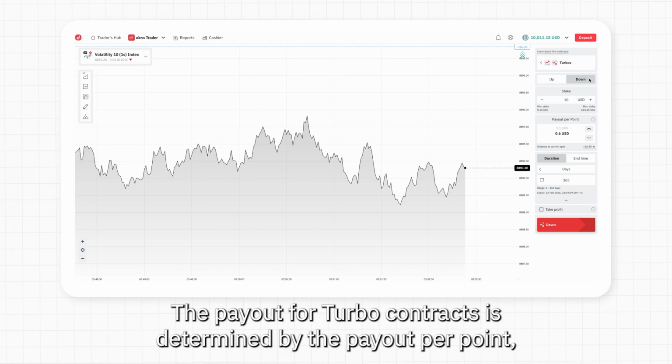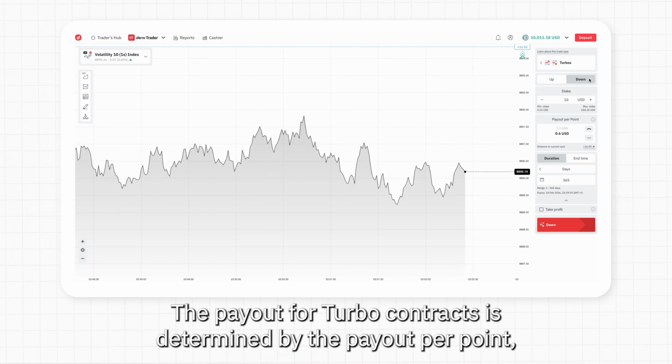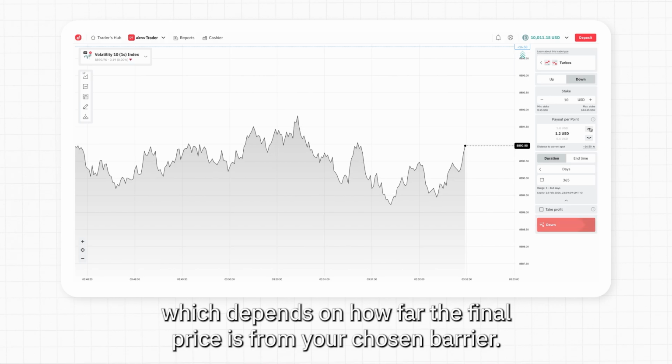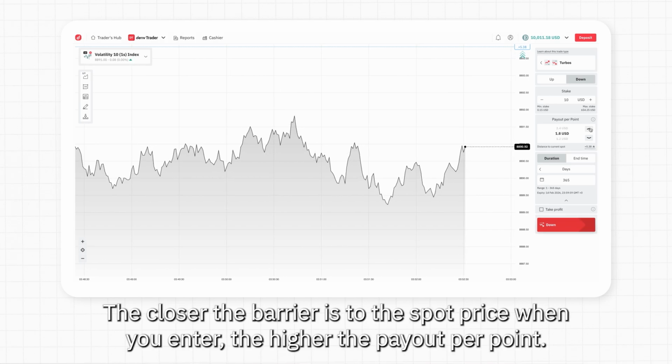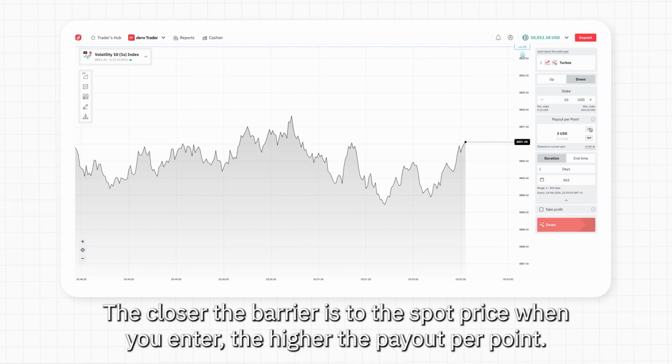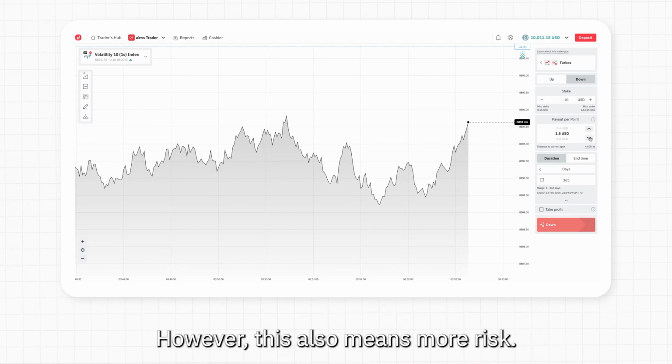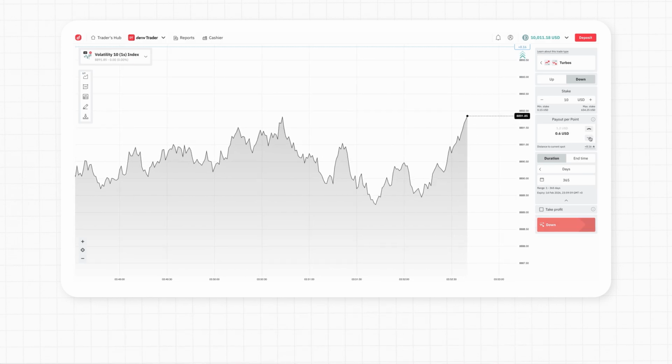The payout for turbo contracts is determined by the payout per point, which depends on how far the final price is from your chosen barrier. The closer the barrier is to the spot price when you enter, the higher the payout per point. However, this also means more risk.